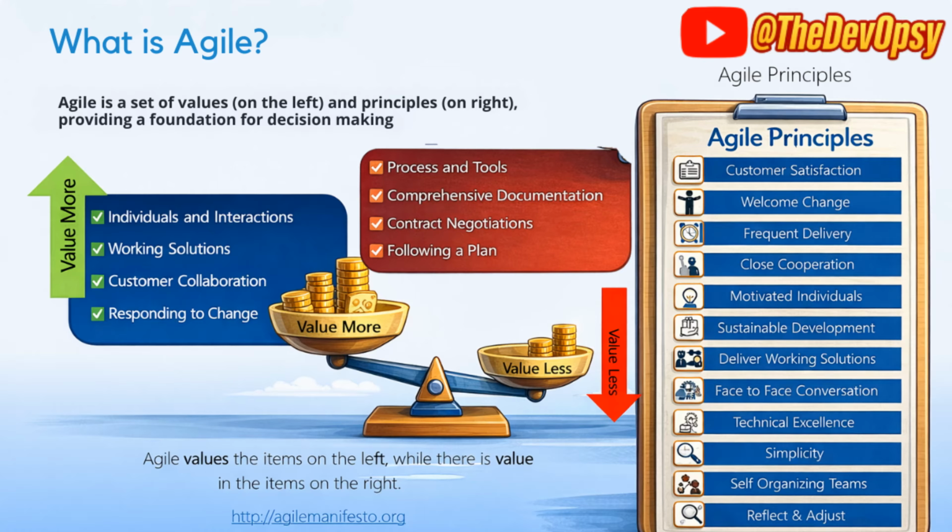Okay. Now, if you see on the board, we have values such as individuals and interactions, working solution, customer collaboration, responding to change, process and tools, comprehensive documentation, contract negotiation, and following a plan. All these are important. All these are a part of Agile. But when it comes to value, we value the things on the left more than the things on the right, right?